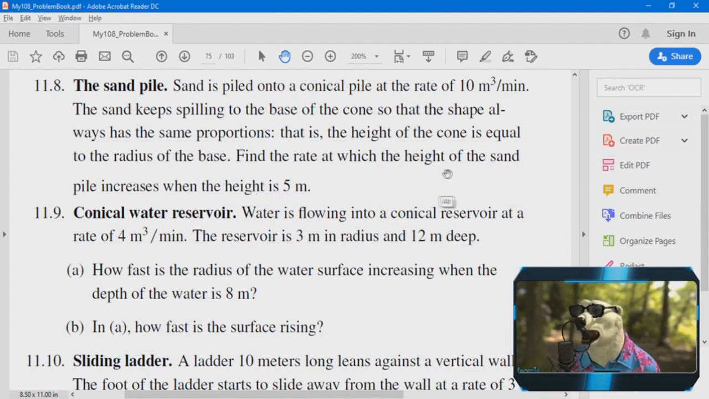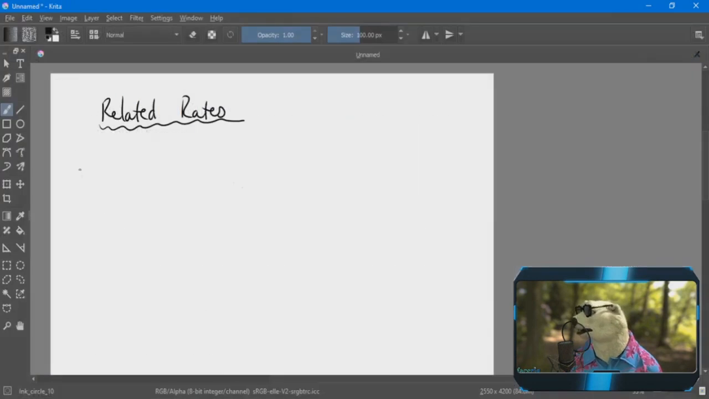Find the rate at which the height of the sand pile, the cone, increases when the height is 5 meters. So let's number this 11.8. So I want to picture a cone. So let's get a circle, a little flat circle for the base. And then the cone goes straight up to the center.